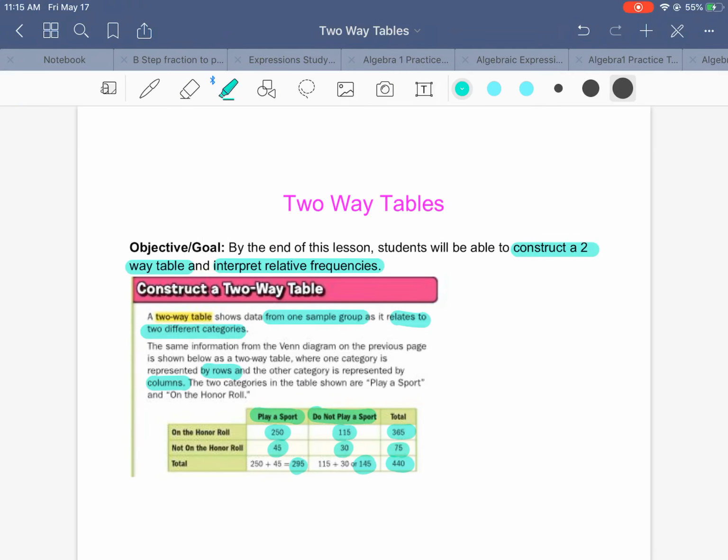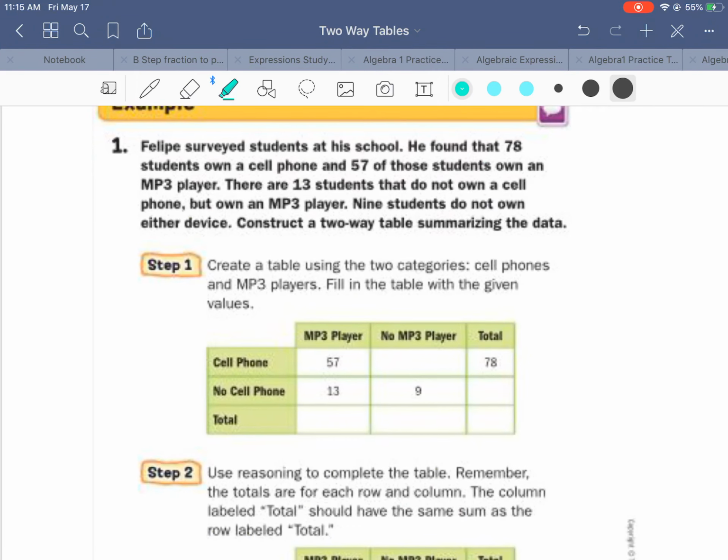That's a pretty nice statistic. I don't feel like we would have quite as many on our honor roll as this data represents. So let's take a look at another example.